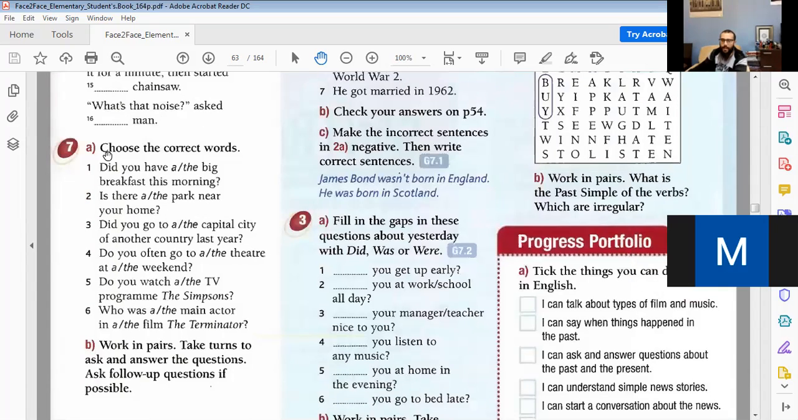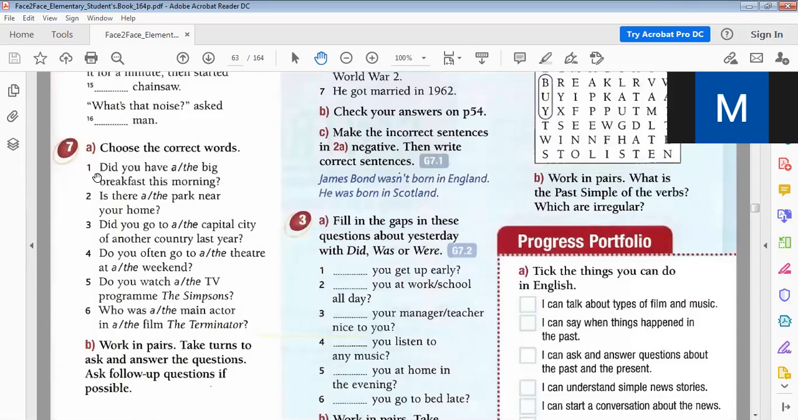So, okay, here I want you to choose the correct words. All right, so number 1 here. Did you have a big breakfast this morning? Or, did you have the big breakfast this morning? What do you think is the correct answer? Which of them is correct, in your opinion?